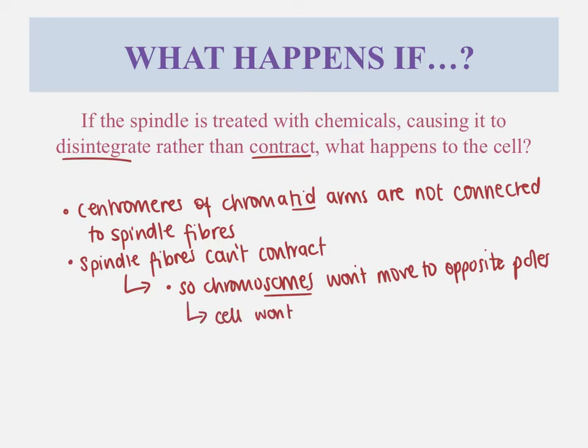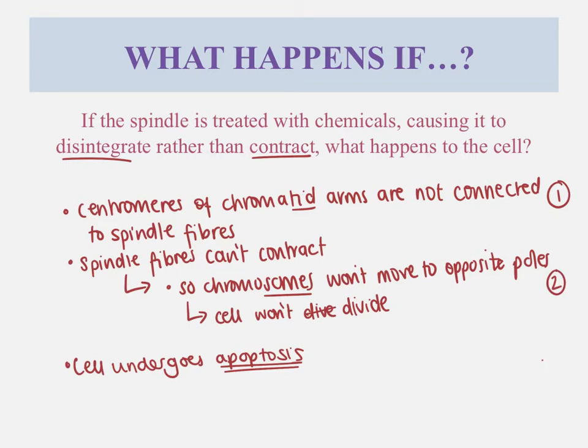Even though we haven't finished the steps of mitosis, we can recognise that if the chromosomes are not being pulled to opposite poles, there's going to be no cell division. If the cell won't divide, then we can say that the cell undergoes apoptosis. Remember we're using that word. If you can't remember apoptosis, programmed cell death is also fine, but that's the best word to use. So if that's 1 mark, that's 2 marks, and that's 3 marks, give yourself a score out of 3.